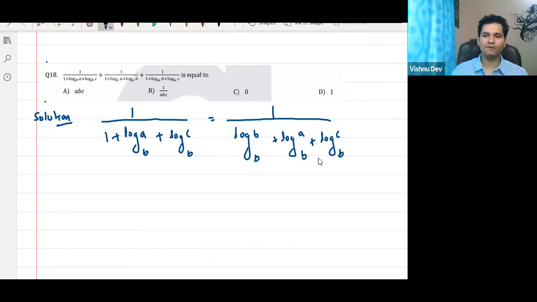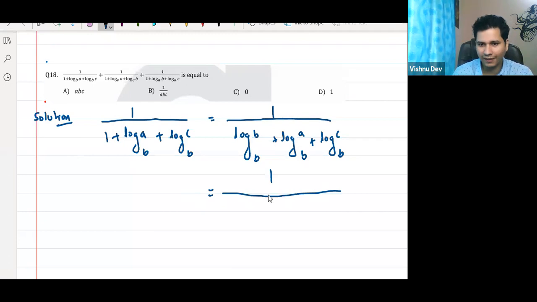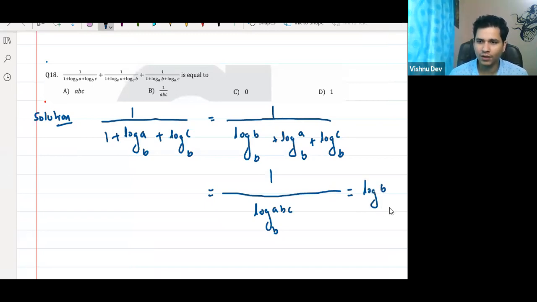Now tell me, after this, which property is used? Property number 1. Very good, everyone. So it is 1 divided by log ABC base B. Now tell me, after this, which property is used? Property 4. Very good. Property 4, which is log B base ABC.